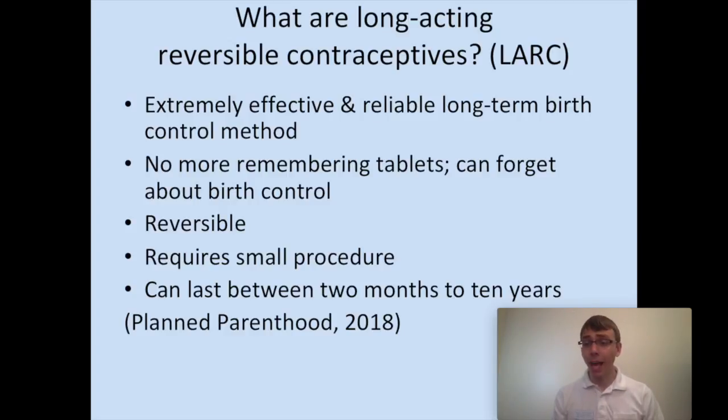For example, birth control pills require regular maintenance, such as taking a pill every day at a certain time. And life can be chaotic. Not everyone remembers to take birth control at a certain time. Sometimes people might skip a day. This is why LARC is so effective, because it requires no user action.